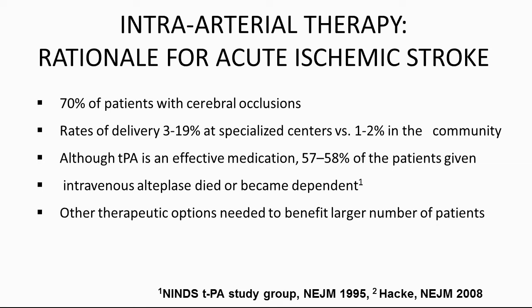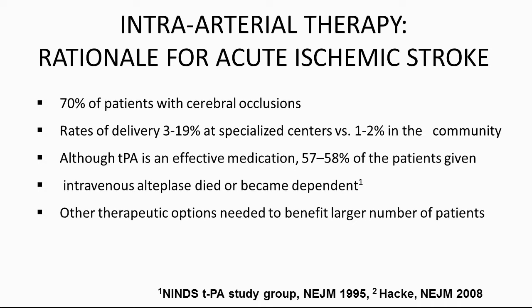So the rationale for intra-arterial therapy is 70% of patients who present with stroke have some sort of cerebral occlusion. If you're at a primary stroke center, you may be lucky enough to have an IV TPA administration rate within the 3 or 4.5 hour window of close to 15 or 20%. But in community hospitals, the rate of giving IV TPA for stroke is only about a few percent of all the patients that present.